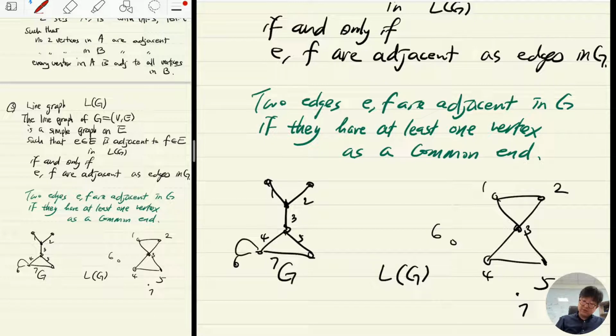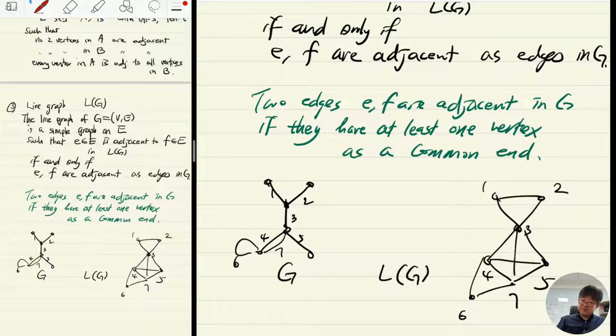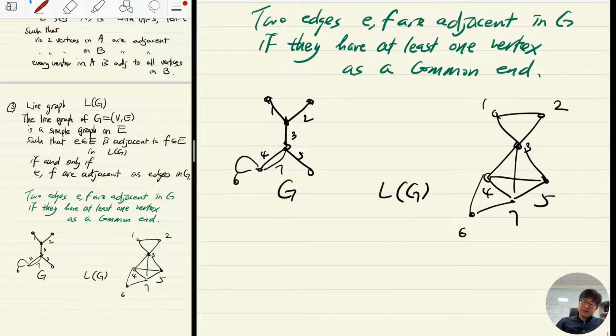Oh no, I didn't create a loop. Let me create a loop. Okay, so what's gonna happen? 7 is adjacent to 3, 4, 5. So let me put 7 here. And 6 is adjacent to 4 and 7. So 6 is here. So that's the line graph. So even if the graph is not simple, the line graph is always simple. So this is one construction.